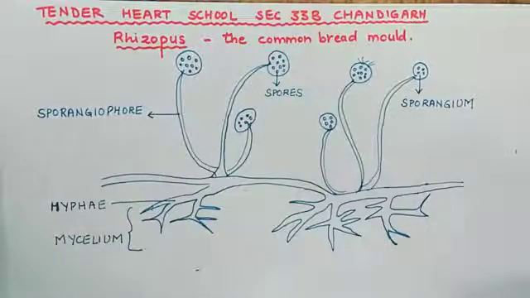So this cycle continues. So this is all about the structure of Rhizopus, the bread mold.